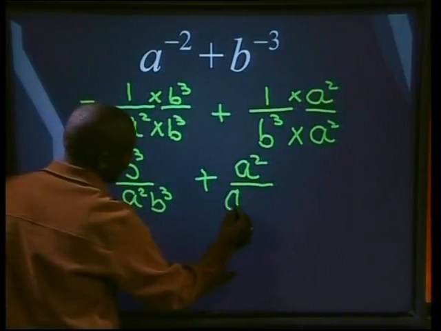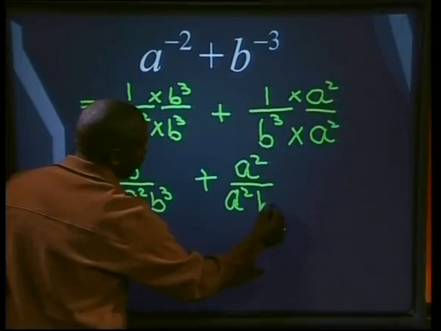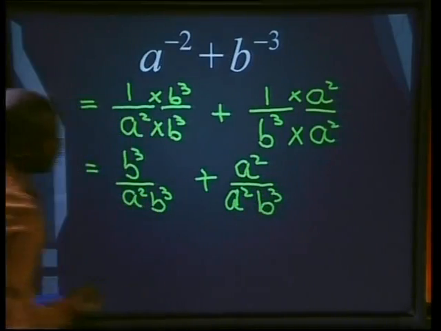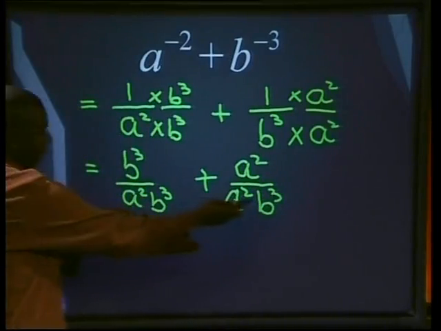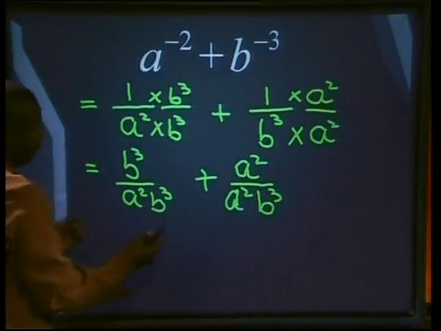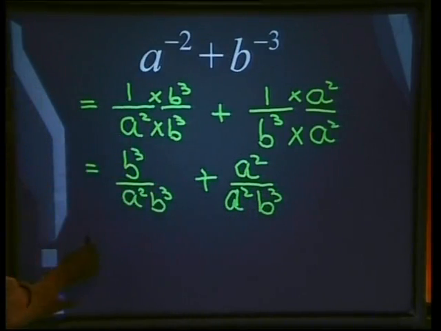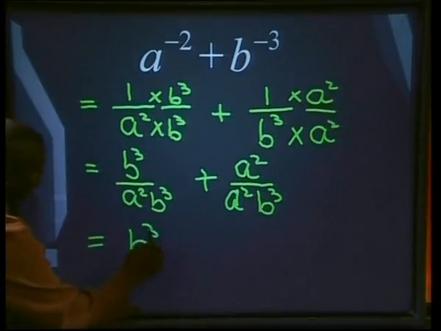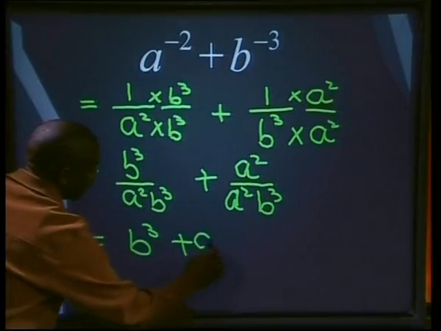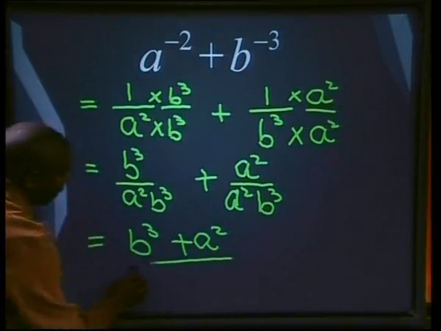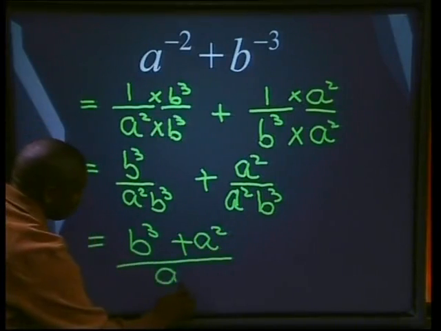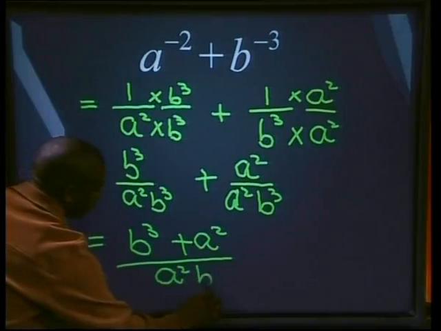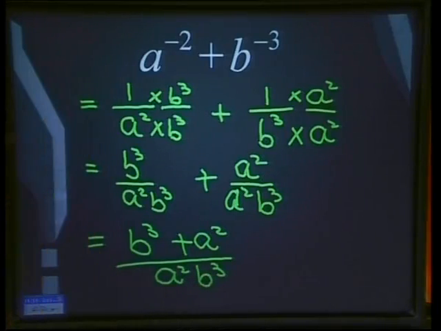Okay, we can write it as a to the power 2 b to the power 3. Denominators are the same, so that means we can simply add the numerators. That means our answer will be b to the power 3 plus a squared divided by a to the power 2 b to the power 3.